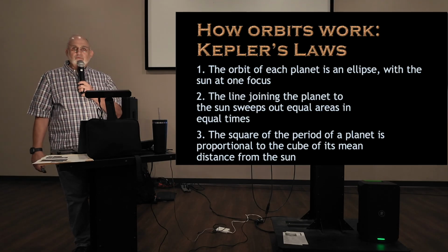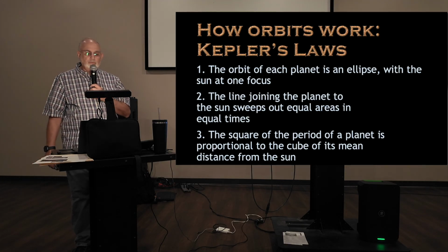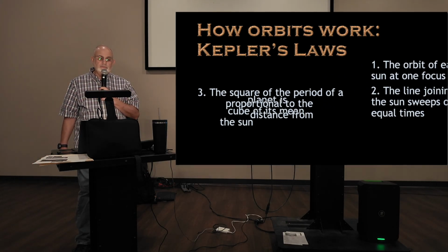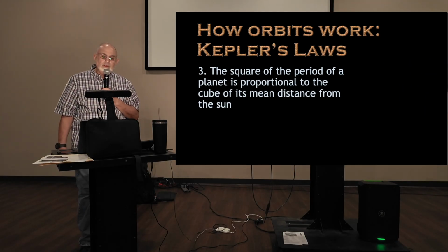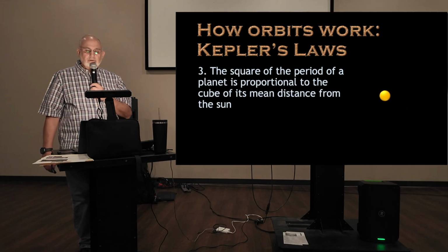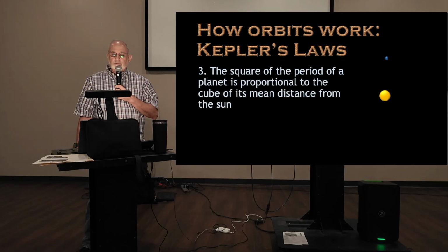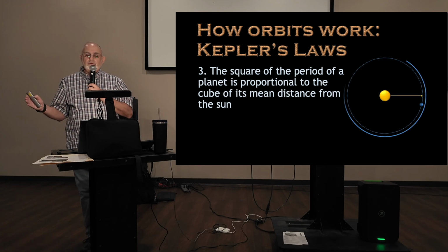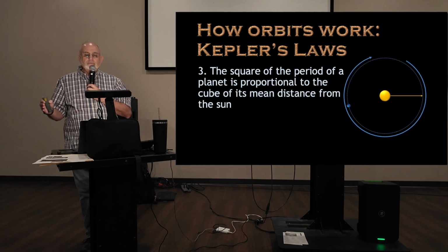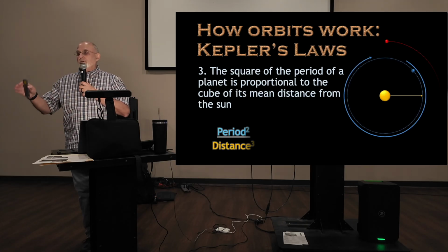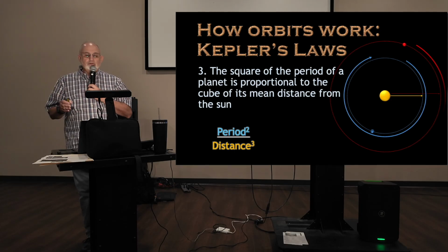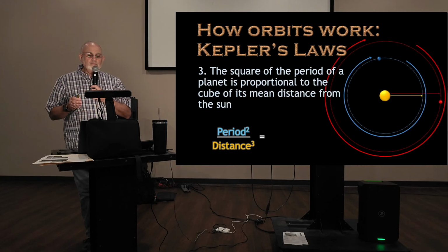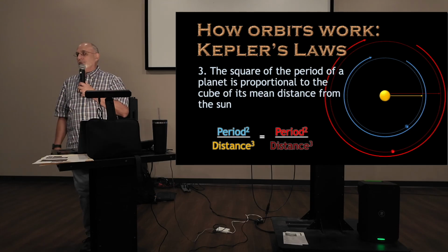And then this one's harder to explain. We'll go through it. The period of the planet is proportional to the cube of its mean distance from the sun. So what this means is, if you have a typical sun, that's our sun, and this is a typical planet, we'll call it Earth, and the planet is going around the sun, the distance is the diameter of the orbit, and the period is the time it takes for that orbit to happen. So the square of the period is proportional to the cube of the distance.